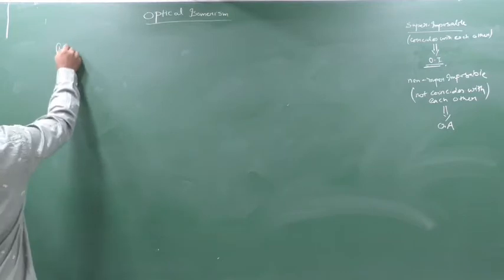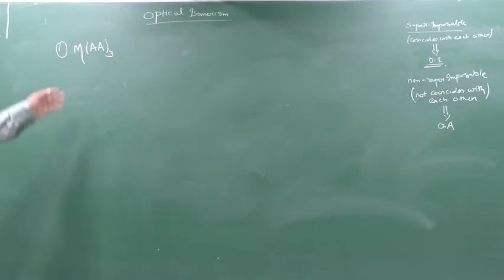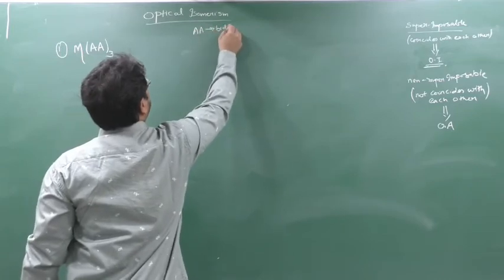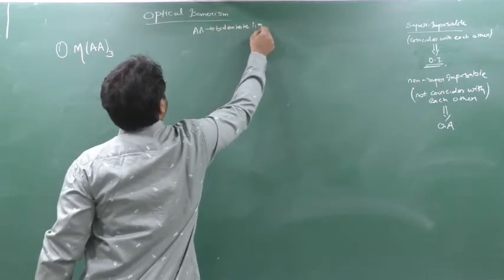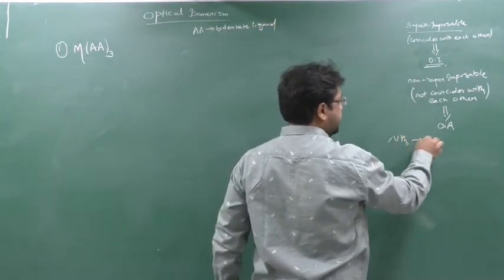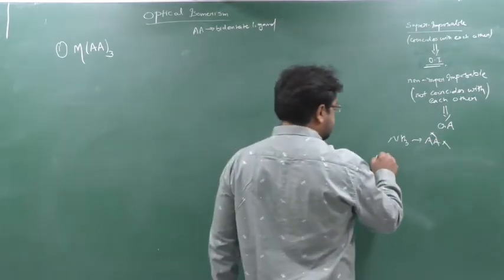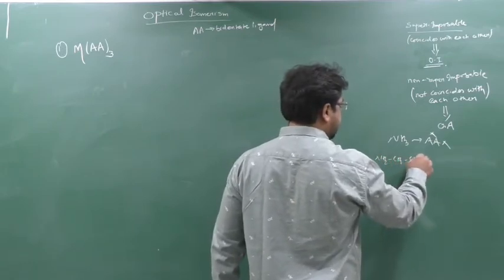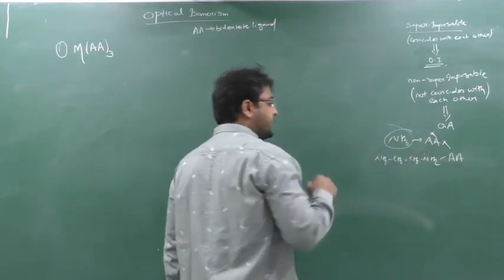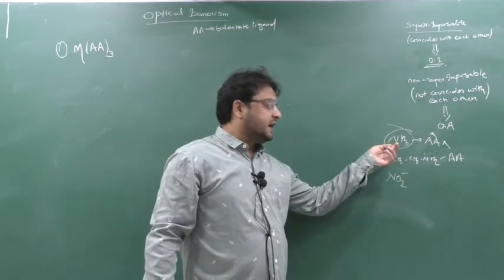The first compound we are going to see is MAA3. You can see here, AA can be written only for a bidentate ligand. One of the students has asked me a very good doubt: can you write ammonia as AA? No beta, you cannot write ammonia as AA. Why? Ammonia is not a bidentate ligand. But if you take ethylene diamine, I have explained, this is a bidentate ligand, so I write this as AA. NO2 minus also I cannot write as AA, because ammonia is a monodentate ligand.